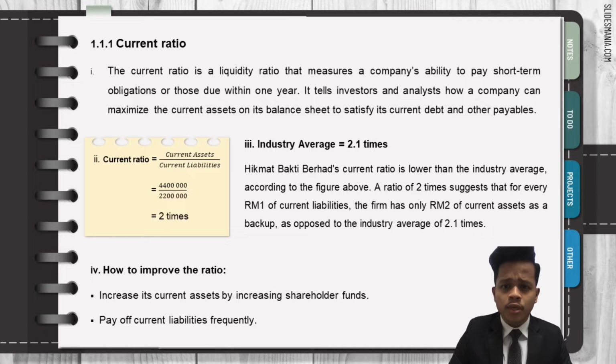Current ratio is a liquidity ratio that measures the company's ability to pay short-term obligations or those due within 1 year. The formula is current assets divided by current liabilities. So 4,400,000 divided by 2,200,000 and the answer is 2 times. Therefore, Bati Berhad's current ratio is lower than the industry average. In order to improve the current ratio, the company could increase its current assets by increasing the shareholder funds.